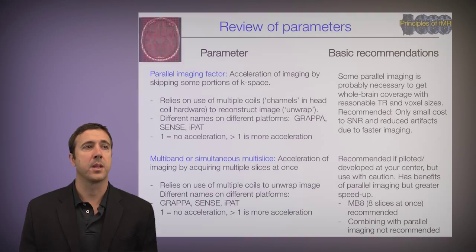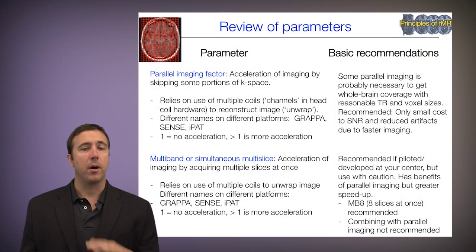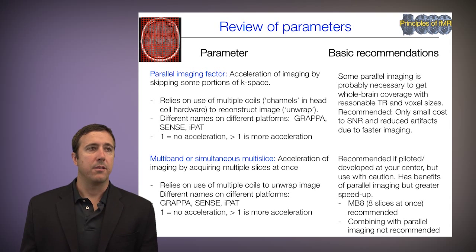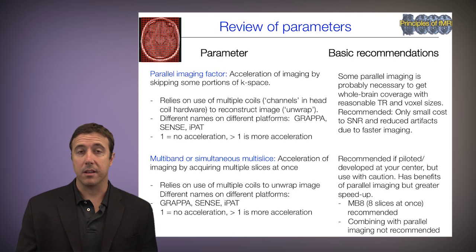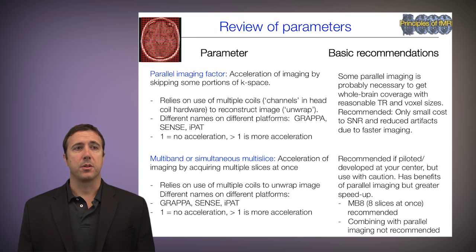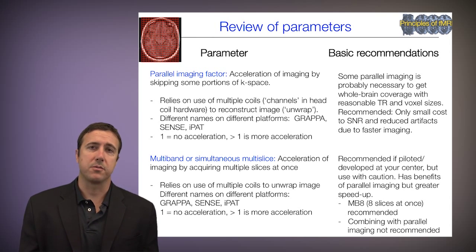Collect some pilot data. The second basic option is multi-band or simultaneous multi-slice imaging, and this refers to acceleration of the acquisition of a volume by acquiring multiple slices at the same time. So this is a relatively new innovation in 2015. It again relies on the use of multiple coils to unwrap the image. And this is recommended if it's piloted or developed at your center. It can be quite a big win and a great thing, but use it with caution because it's really in development now. There are the same benefits as related to parallel imaging, but greater speed up.